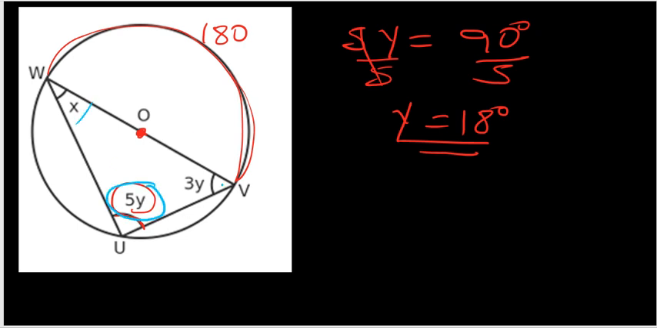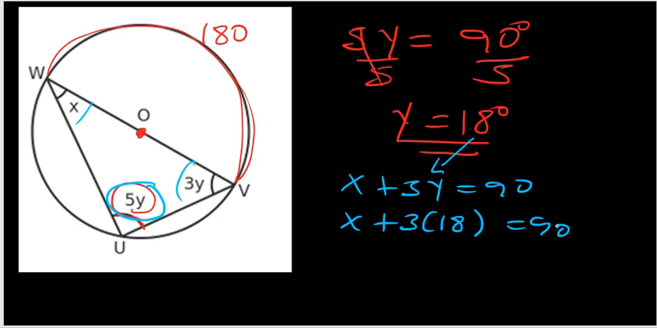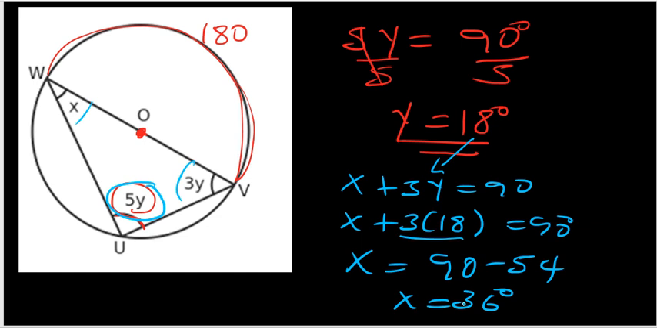Okay, if we have the y value, or we already say this angle is 90 degrees, the other two angles together must be 90 degrees. So that means x plus 3y is equal to 90 degrees. We already got the y value, that's 18. So x plus 3 times 18 is equal to 90. So x is equal to 90 minus 54. The product of this is 54. So the difference will be 36. That's going to be x.